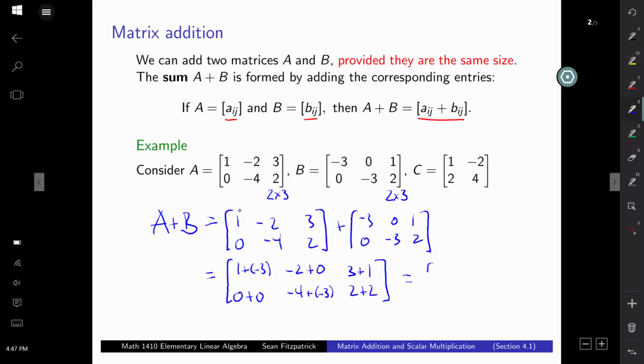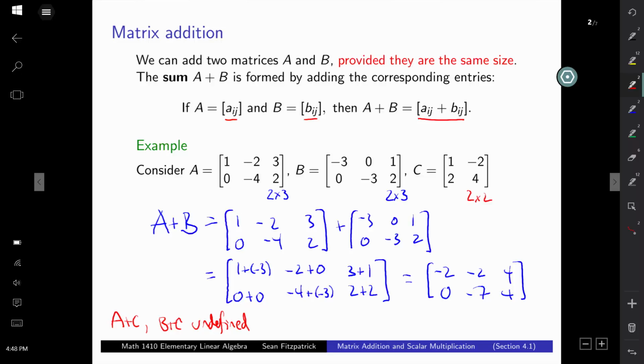Then, to simplify, I simply carry out these additions. Minus 2, 4, 0, minus 7, 4, and you'll notice that the result is the same size as the two matrices you put in. There's a third matrix C there. I could try to talk about addition involving the matrix C, but there's not much I can do, right? A plus C, B plus C, those are undefined. Right, because C is a 2 by 2 matrix, and so it does not make sense to add C to either A or B, right?